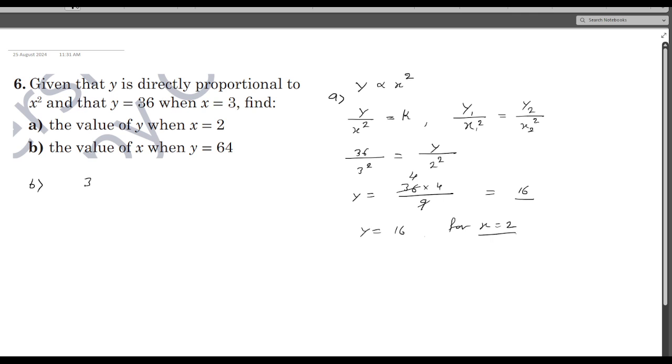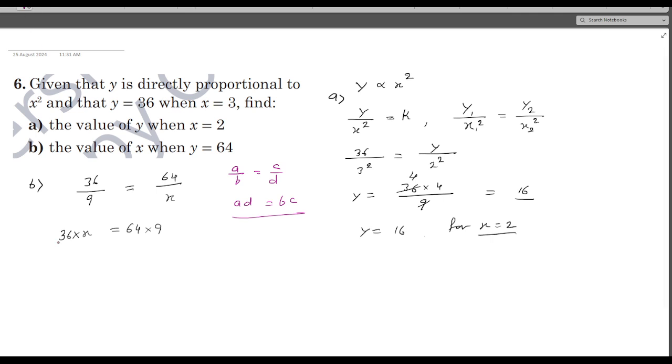So again I will say that 36 divided by 3 square, which is 9, will be equal to the value of y, 64, divided by the value of x, which is unknown. So we will say that 36 times x will be equal to 64 times 9. Here is a very simple concept: if a by b equals c by d, then a times d is equal to b times c.